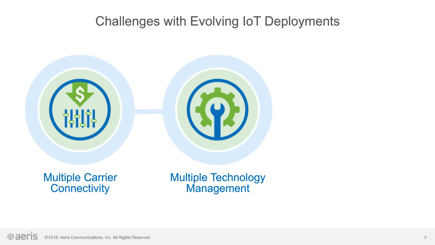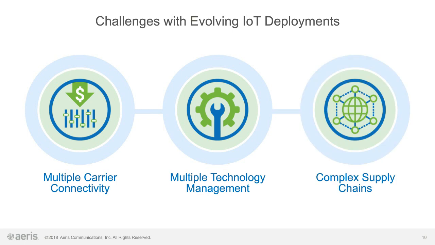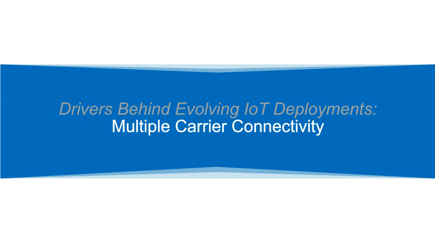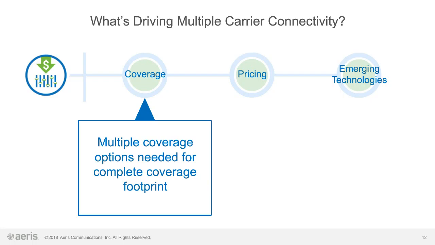And then lastly, supply chains and the increasing complexity, especially as solutions scale and grow. We'll take a look at what's driving these complex supply chains, and how you can best manage them. We will be taking a look at all of this, but we're going to start first with the drivers behind multiple carrier connectivity. What is leading companies to pursue a multiple carrier environment, and what's getting us to this place now where a lot of deployments are managing multiple carriers.